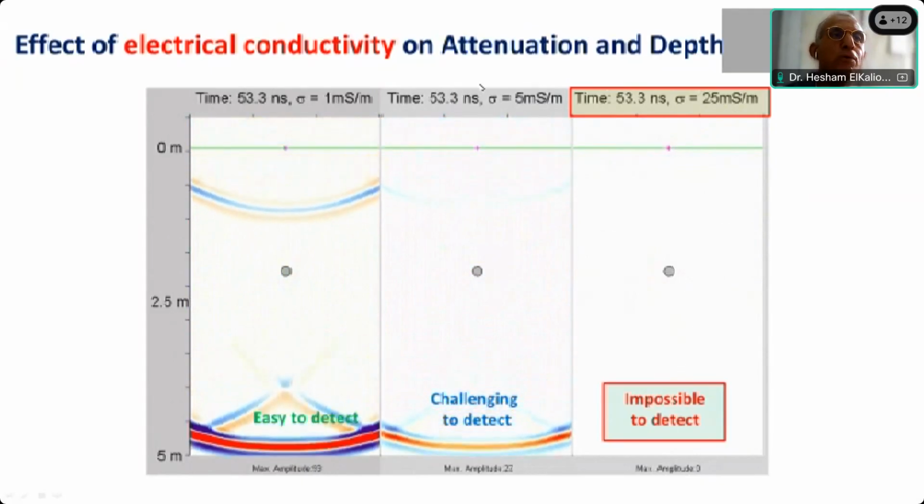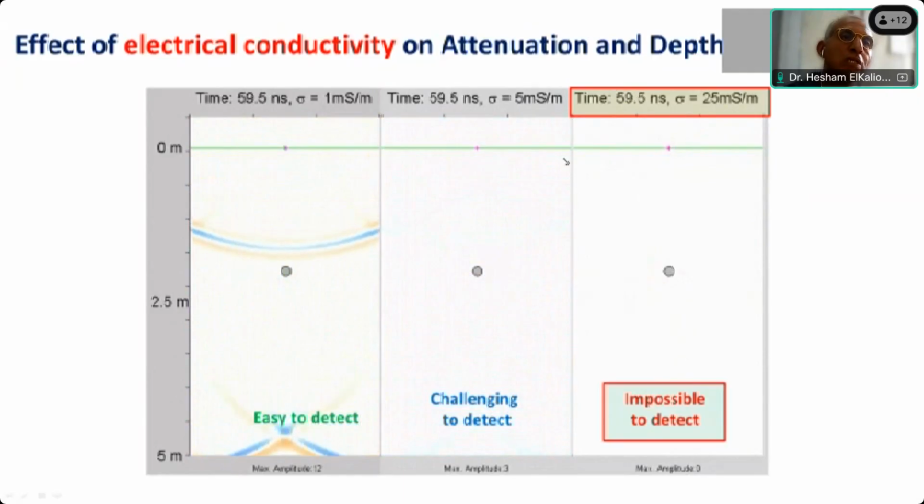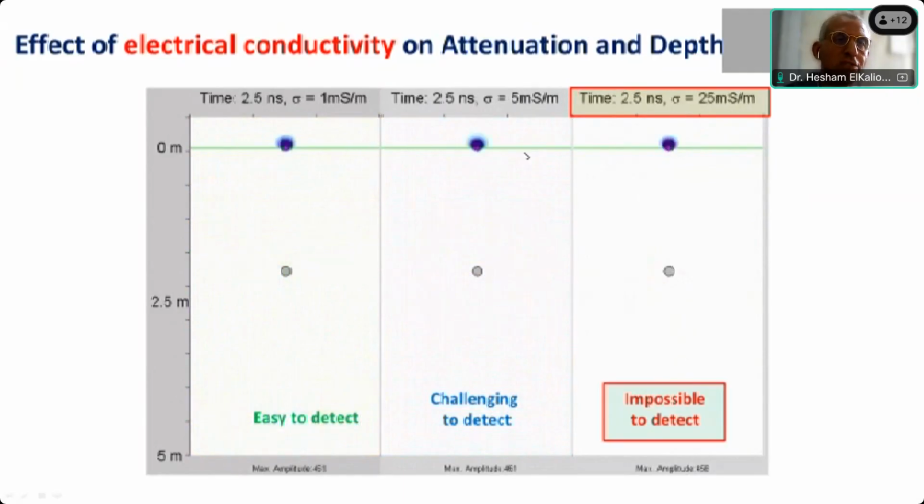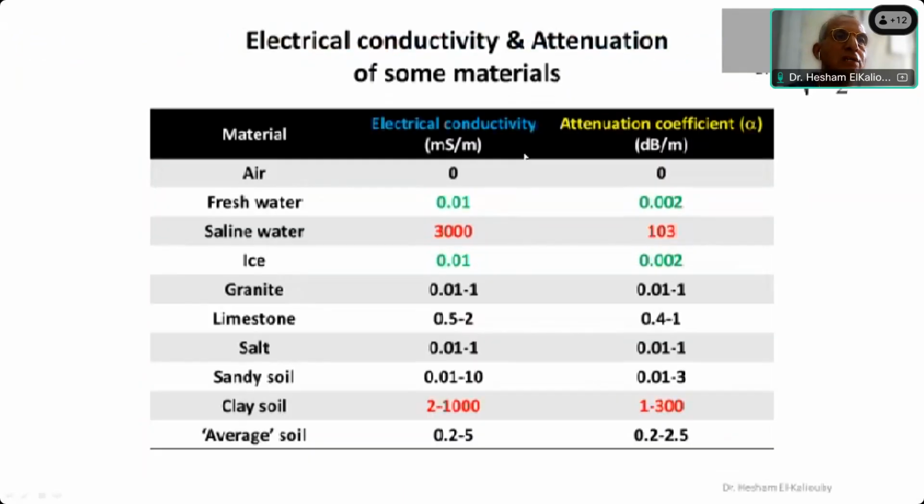So it's important to know the limitations and when I should use GPR, when I should not use it. This is a comparison for different conductive materials. The table here shows the electric conductivity and the corresponding attenuation factor, alpha.